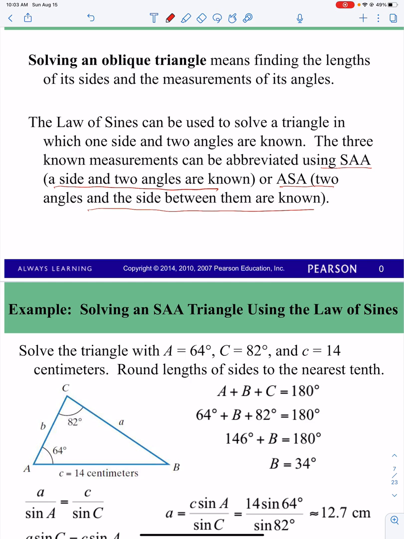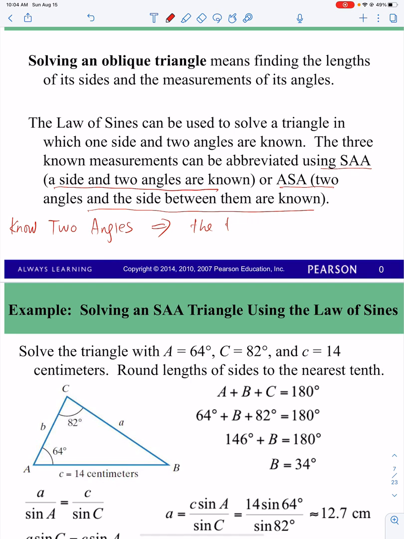So if we know two angles, do we need to pay attention to which side we need to know? No, because if you know two angles, what does this mean? The third angle is given too. Because the sum of the angles of a triangle is 180, the third can be found too.